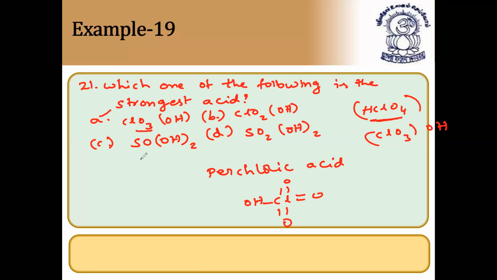This we can take as H2SO4, and this we can take as H2SO3. SO2(OH)2 is H2SO4, and SO(OH)2 is H2SO3. This is HClO, this is HClO3, and this is HClO4. So the answer is the first option. Whenever they give compounds like this, you have to rewrite the compound like this. I hope it is clear.